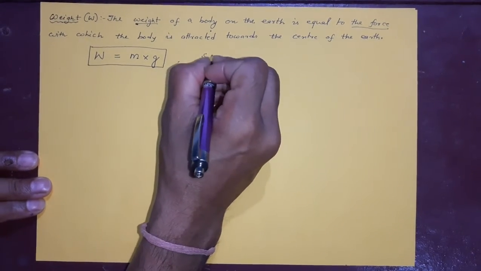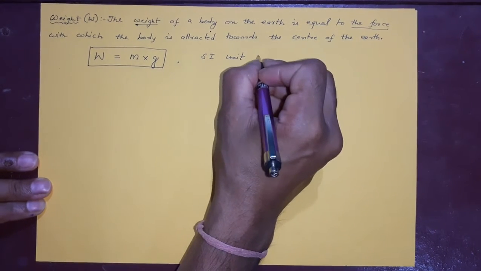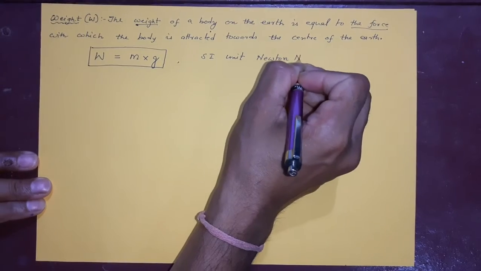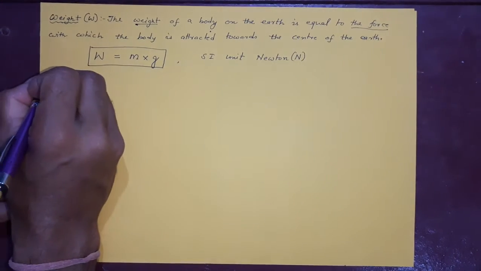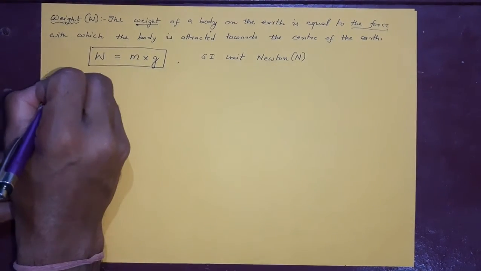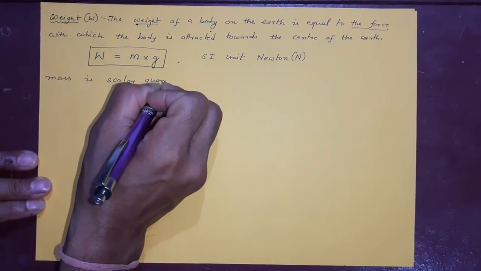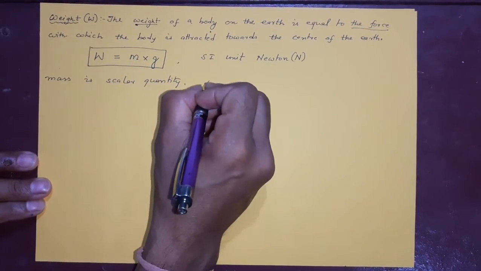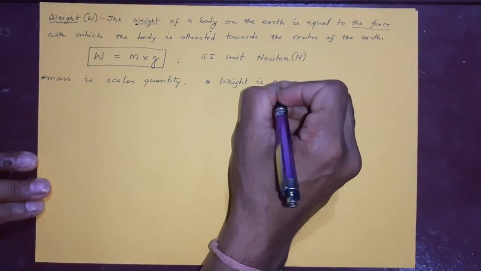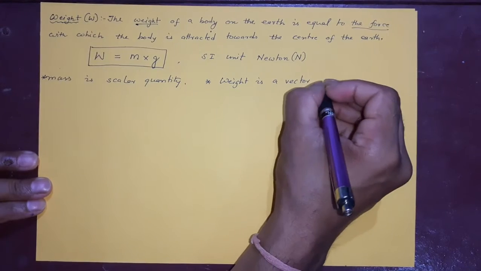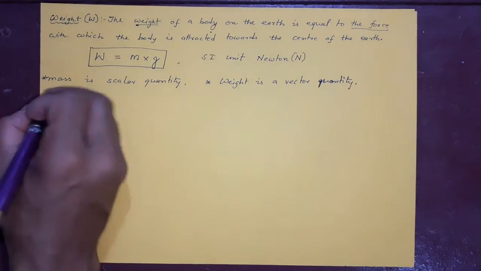So what is the SI unit? SI unit is what? Force is mass into acceleration, Newton. Also we write N. In the second chapter also we did this. And mass is what? Scalar quantity. It has only magnitude, no direction. Weight is a vector quantity. It has direction also, okay. It has magnitude, the value, and its direction also is there.